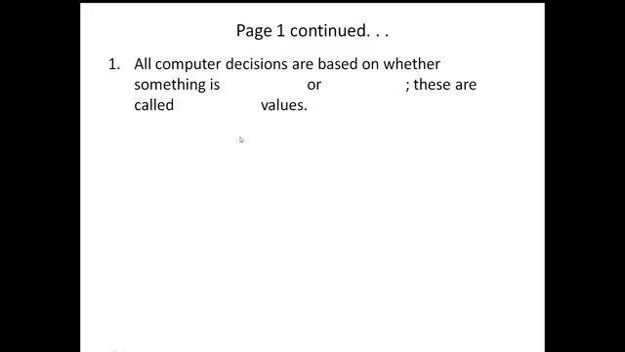As we continue on page 1, all computer decisions are based on whether something is true or false. So the computer is going to evaluate if something is true or false, and it's going to make a decision based on that, and that's what you're going to program it to do. This true or false, these are called Boolean values.